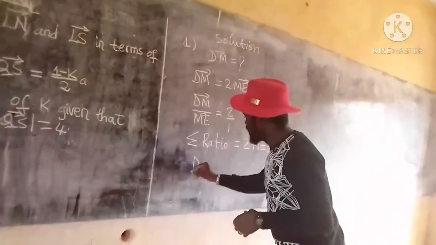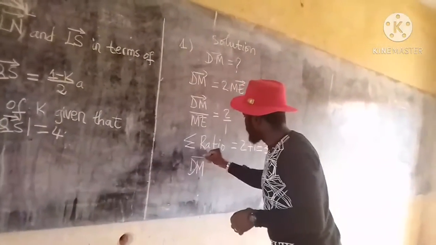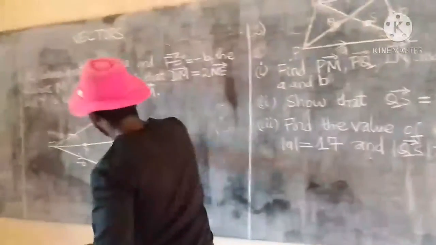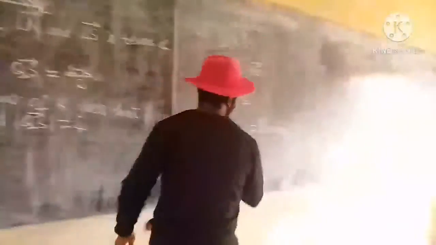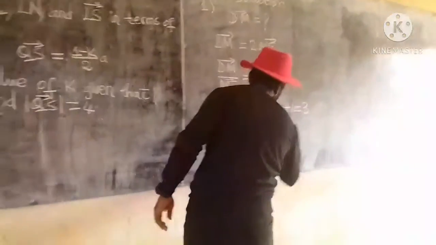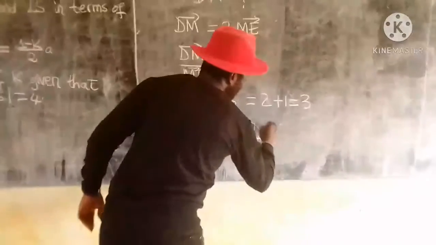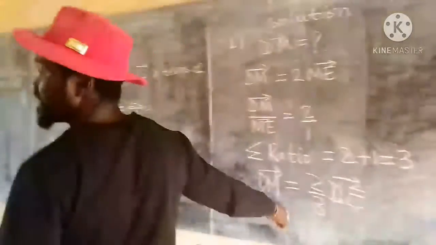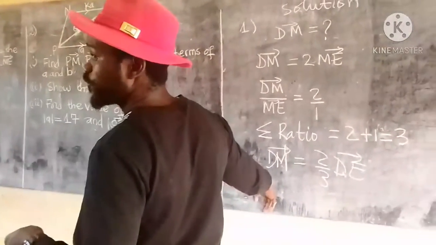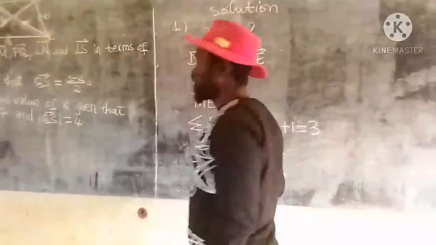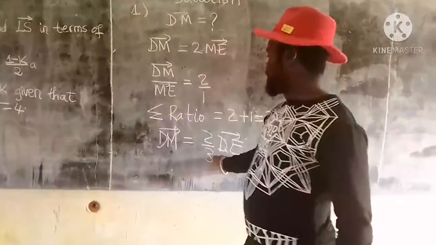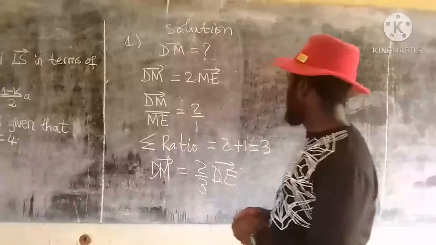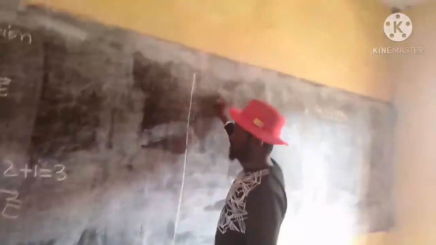It means that you can express the vector DM to be equal to 2 parts of DE. So you have 2 over 3 DE. It means that essentially we have to look for what? DE, right? If we can solve for this DE, then it will easily permit us to solve for DM. So first and foremost, let's look for DE.